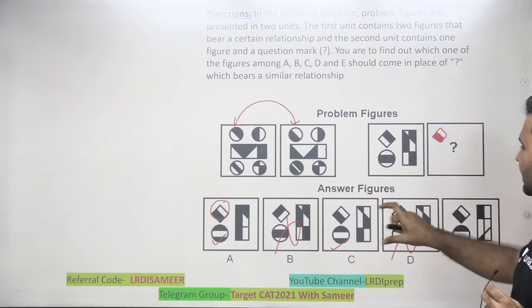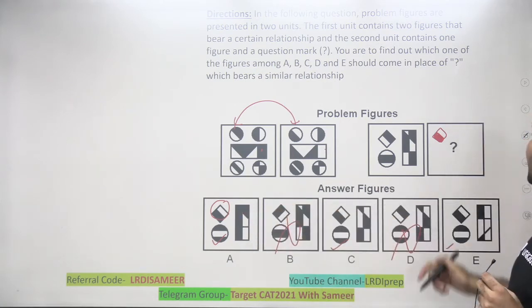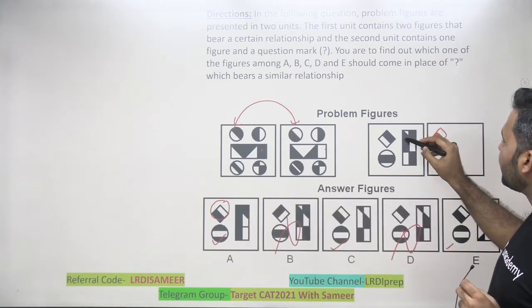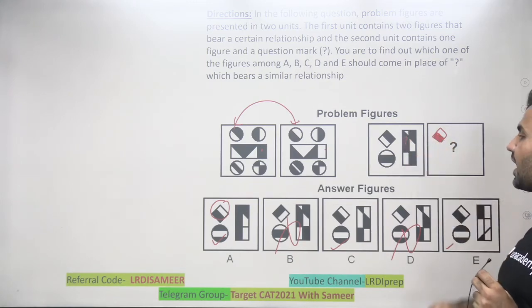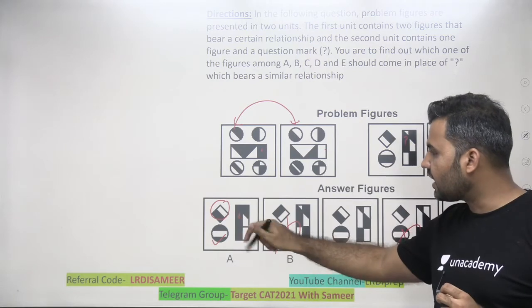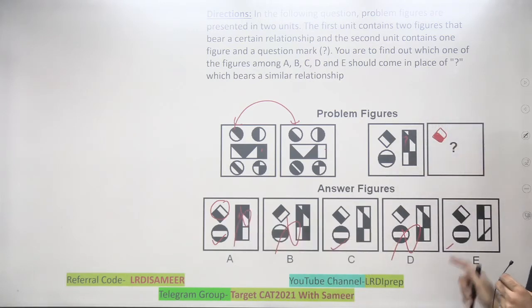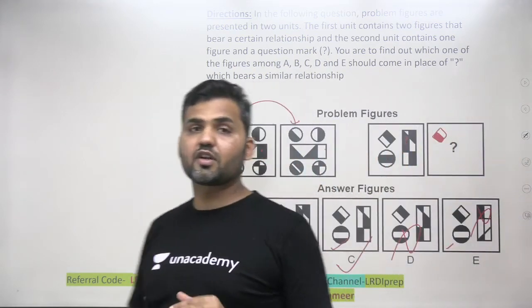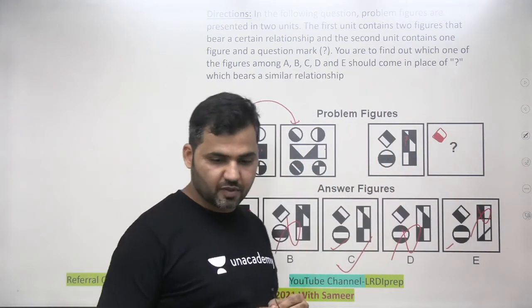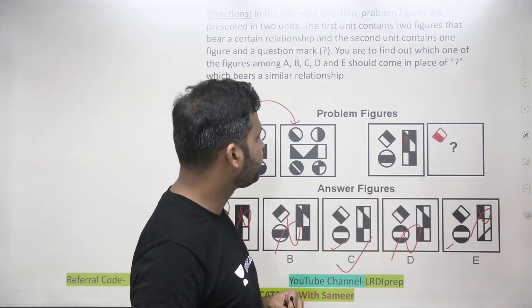Now I need to look at this figure. You see that this small part is a filled part. So while I'm making a figure of it, it has to be empty. It is filled here, so this is eliminated. It is filled here, so this is eliminated. You're left with option C, so C would be the correct answer. Option elimination is one of the best ways to solve the questions of abstract reasoning.